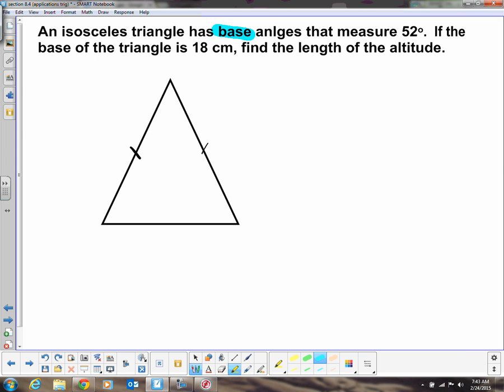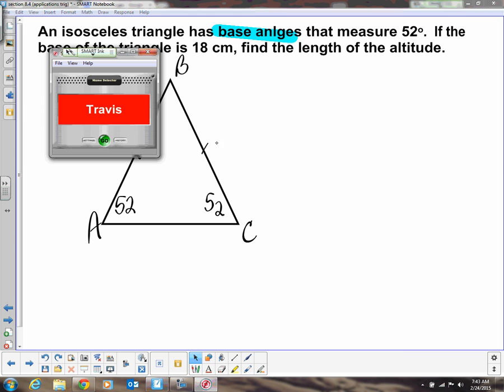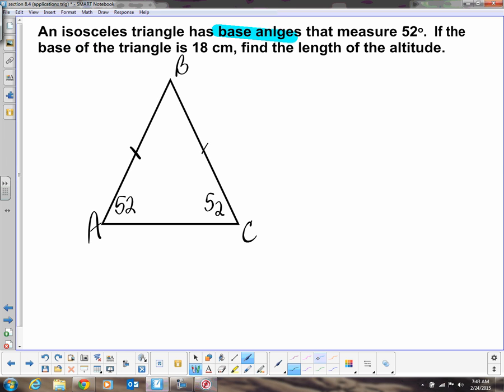Which angles are the bases? So let me label this A, B, C. What are the bases? A and C, the ones opposite the equal sides. They measure 52. If the base of the triangle is 18, which side is the base? Bree? So that's going to be AC, the one that's not the equal sides. So that is 18. Find the length of the altitude.